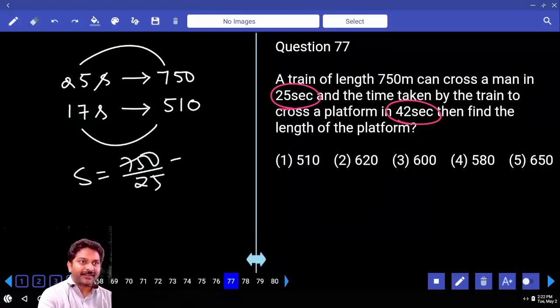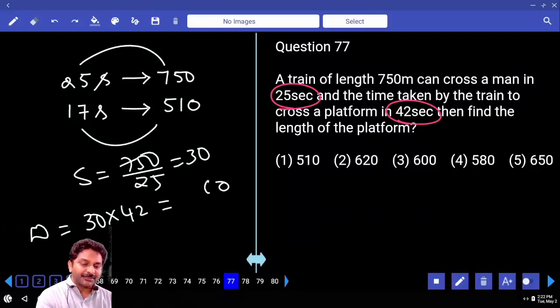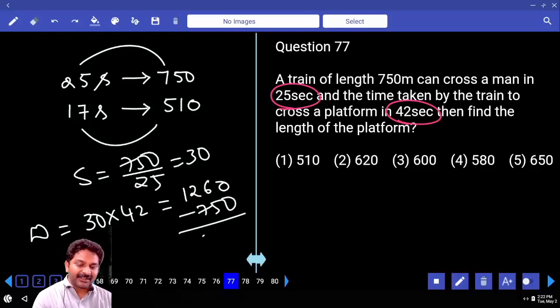750 by 25 which is equal to 30. Distance covered in the second case is speed into time, which is 30 into 42, 1260. 1260 is length of the train and then platform length. Train length already mentioned as 750. We'll take the difference which is equal to 510.